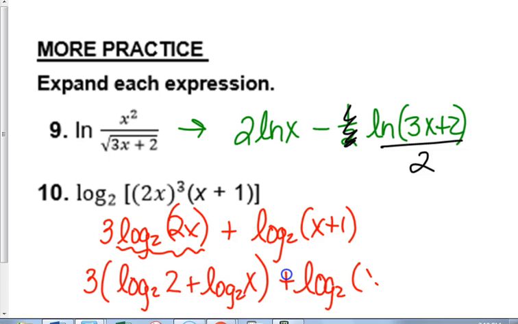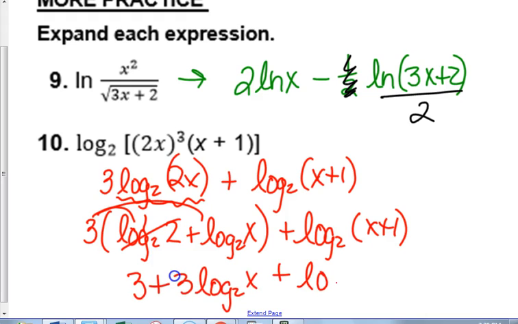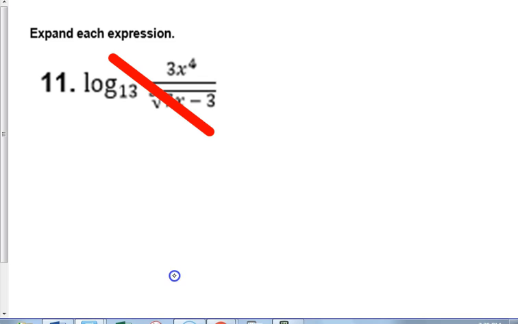Now, could we go even different? This is one I could say, give me 5 equivalent versions. Because what's the log base 2 of 2? This is 1. So if I distributed this and changed that to a 1, I'd have 3 plus 3 log base 2 of x plus log base 2 of x plus 1. Okay, I'm voting this don't ask that question, and then you won't, because everybody's going to stop somewhere different.